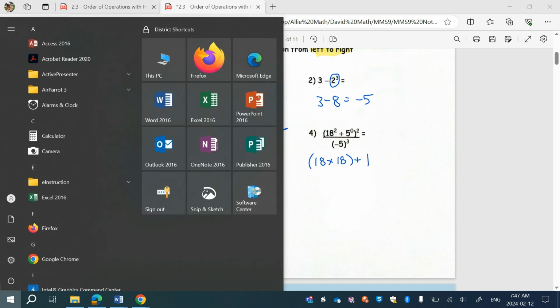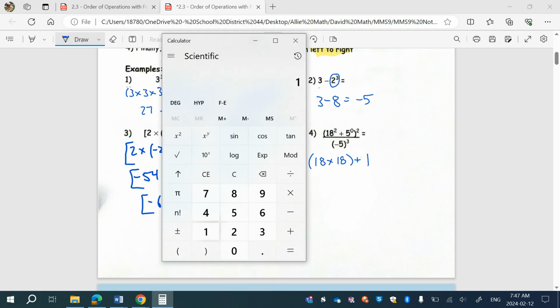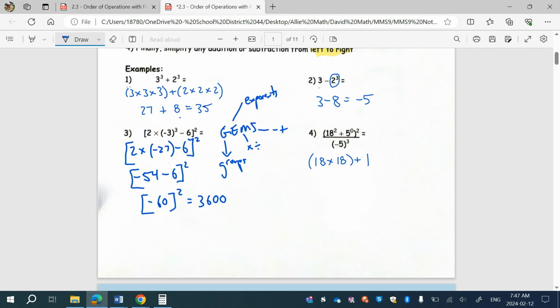Let me do 18 times 18. Okay, so we have 324 plus 1, and this whole thing is squared over negative 5 to the power of 3. Negative 5 times negative 5 is positive 25, and positive 25 times negative 5 is negative 125. So let's solve this top part first. We have 324 plus 1 is 325, and that's squared over negative 125.